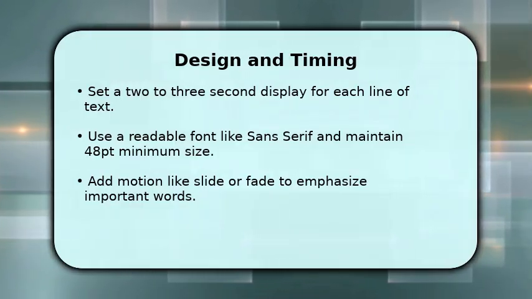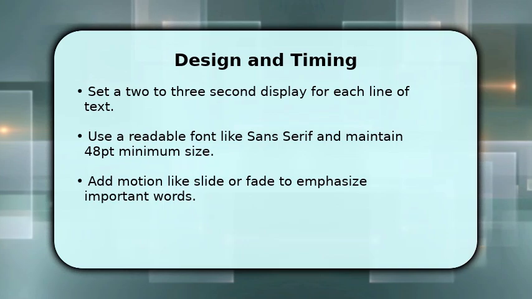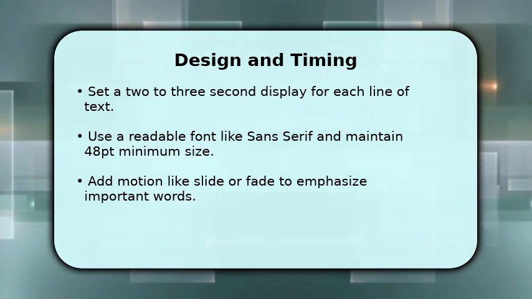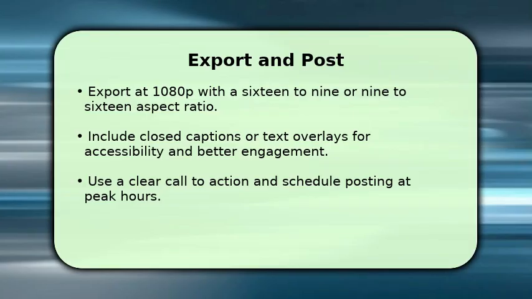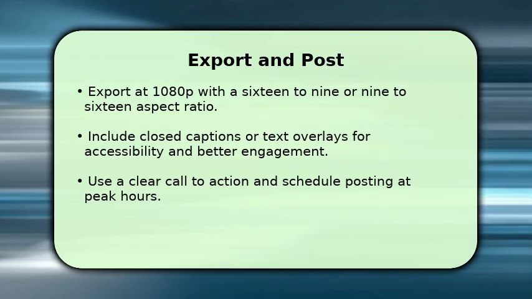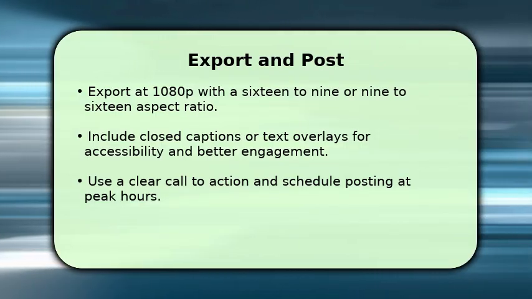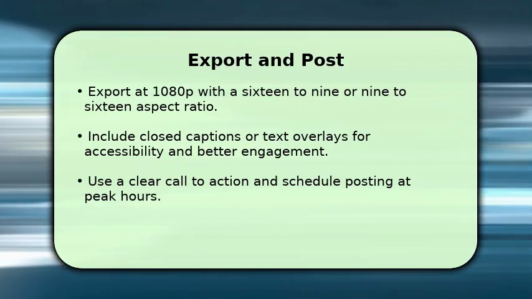Export at 1080p using either 16:9 for landscape or 9:16 for vertical reels. Choose H.264 codec, and a bitrate around 8 to 12 Mbps for sharp playback on social platforms. Include closed captions or persistent text overlays so viewers can read without sound and increase accessibility. Add a short music track or natural voiceover and balance audio levels to -3 to -6.